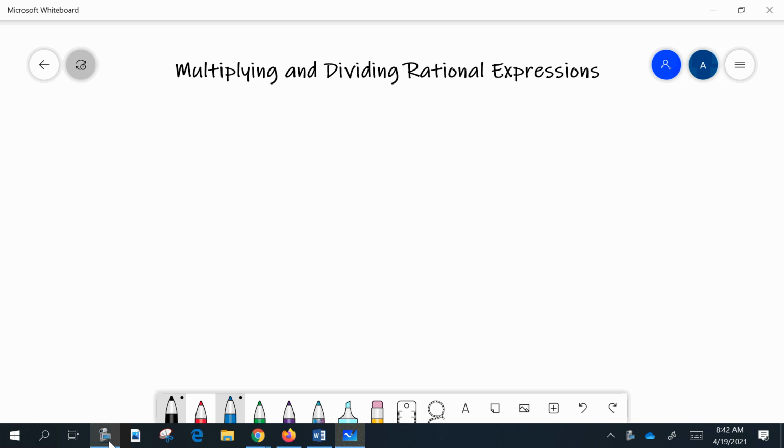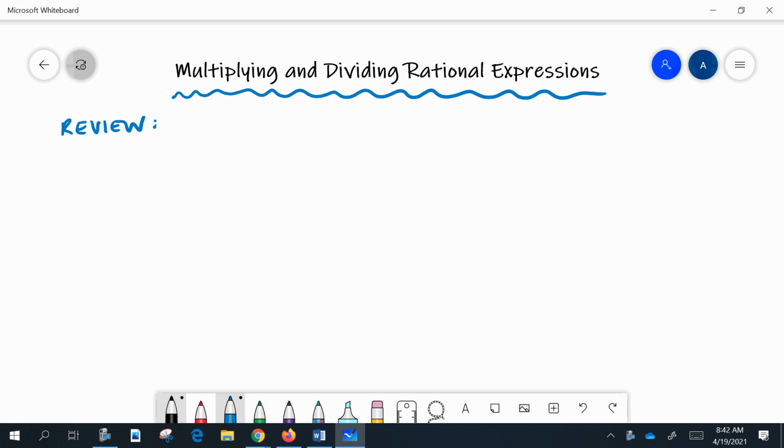All right, so what we're going to go over is what we learned in class, which was how to multiply and divide rational expressions. We started out by talking about how to simplify, but now what we're going to do is bring in some operations. So I just want to review real quick about how we operate in general with fractions.